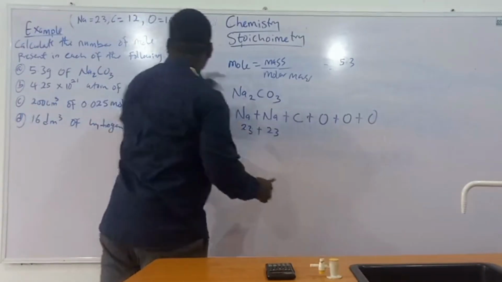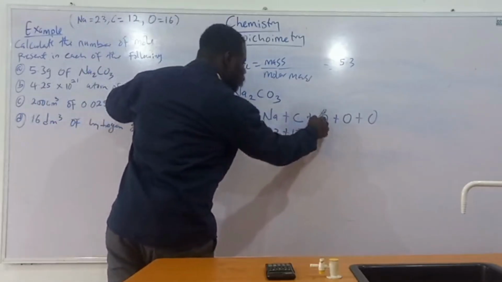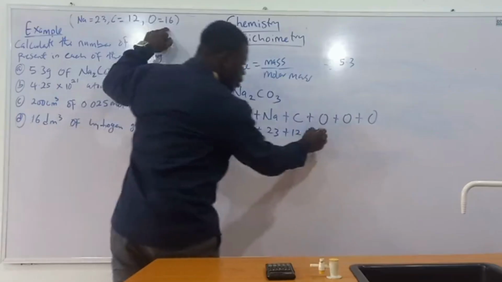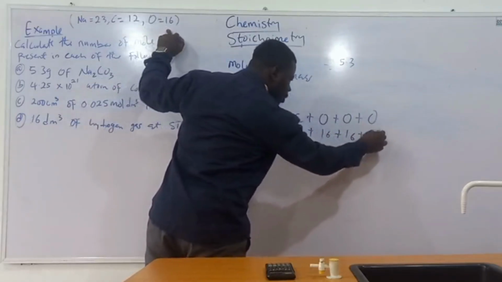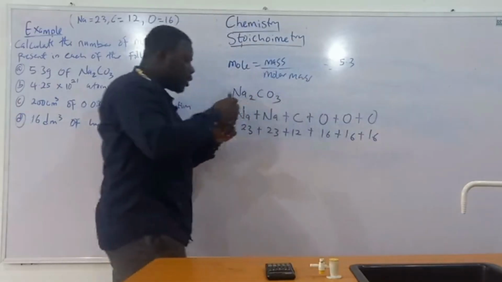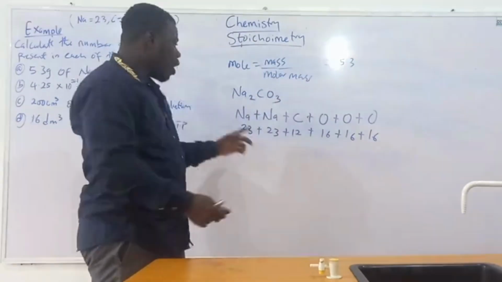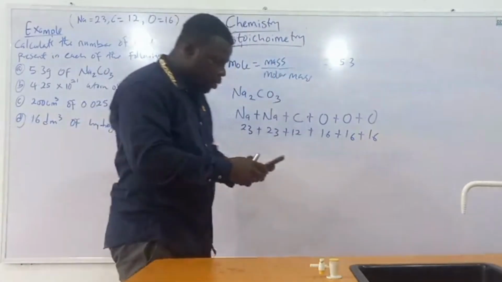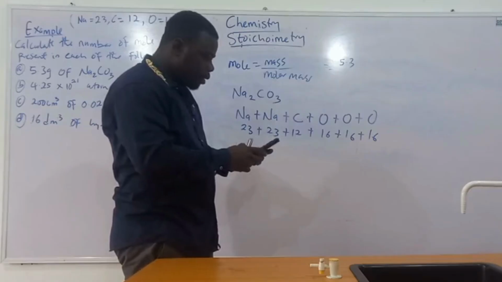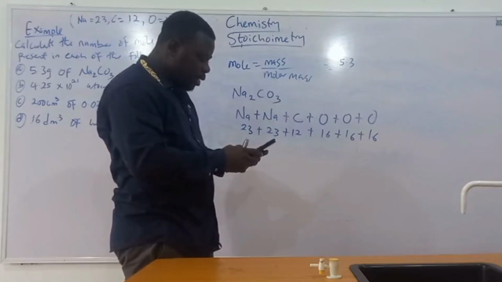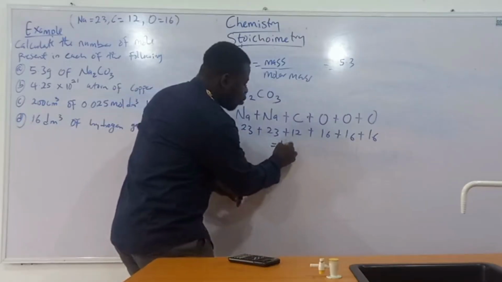What's the value of carbon? It's 12, plus oxygen is given as 16, plus 16, plus another 16. Remember, oxygen is 3 atoms here. Now, to get the molar mass, we have to sum everything together. So this will now be 23 plus 23 plus 12 plus 16 plus 16 plus another 16. So this is equals to 106.